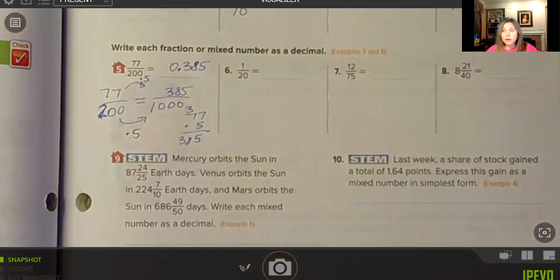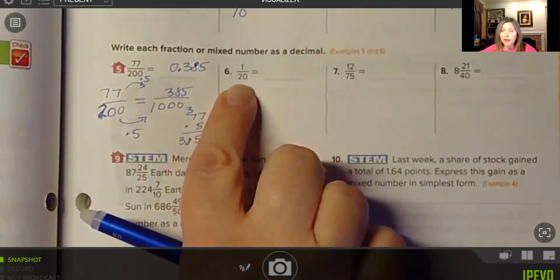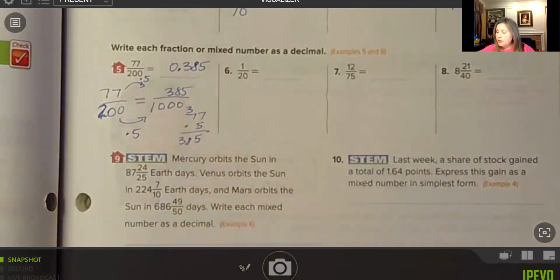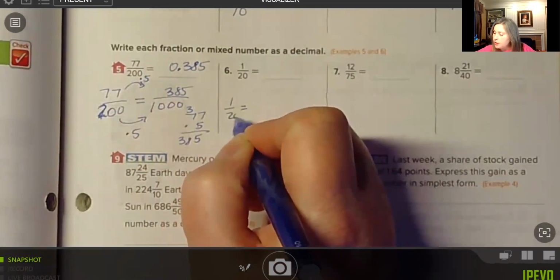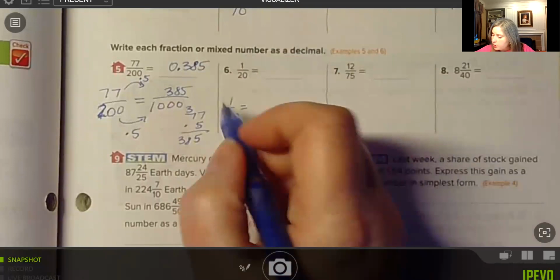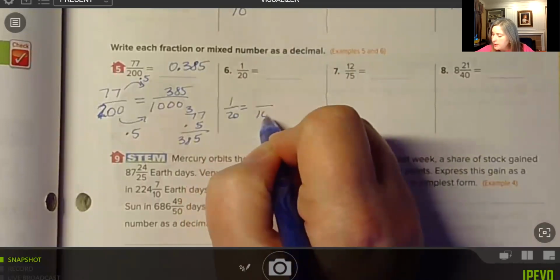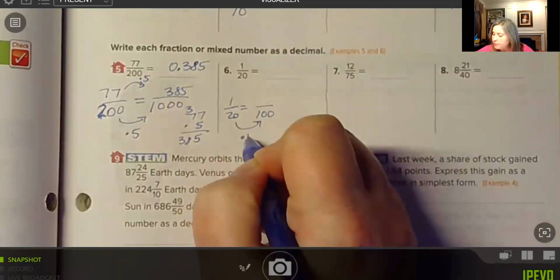Okay, so then let's take a look at number 6. We have 1/20th. We can't scale it down to tenths, because that would give us 1/2 over 10 if I divided each of those by 2. So instead, we're going to scale 1/20th up to hundredths, because I know I can multiply this by 5.